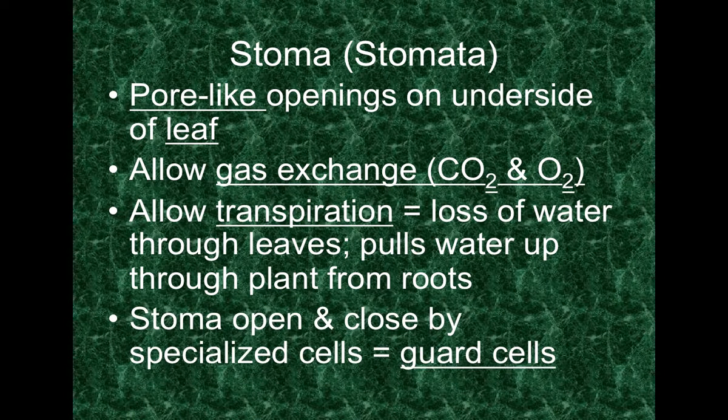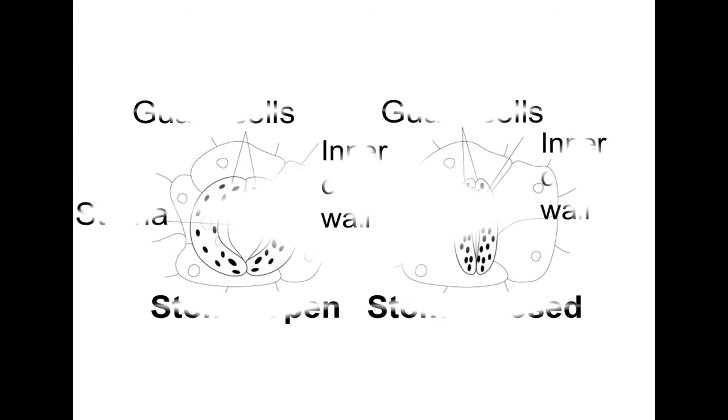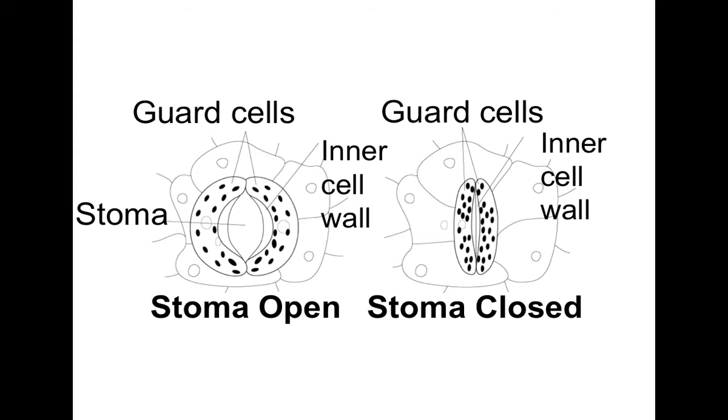The stoma open and close by specialized cells called guard cells. And you will see here these guard cells. You can see here we've got the stoma that is open, and the guard cells are in one position, and then when they close up, no more air or gas exchange can take place.